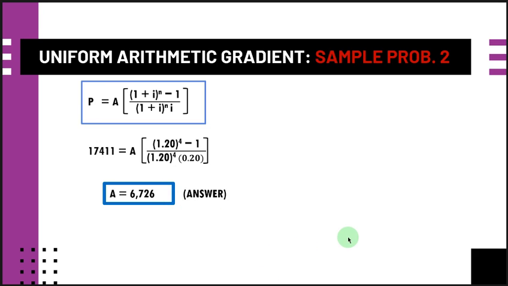So now we are done with this uniform arithmetic gradient. So we will proceed now to the second topic. Now, our second topic is the depreciation.